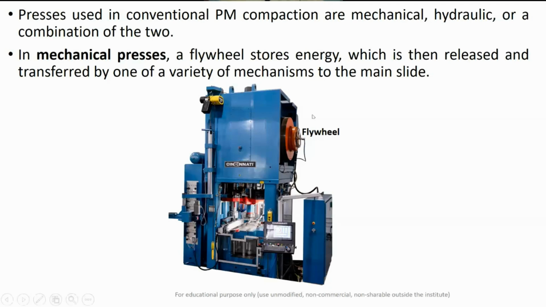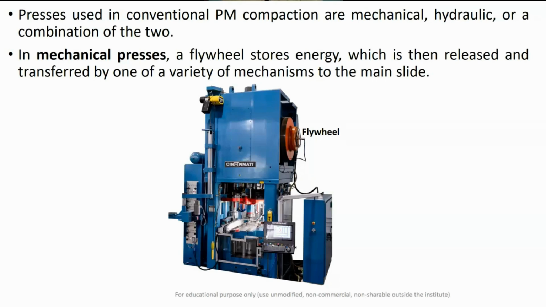So this figure shows you a big mechanical press of very high tonnage capacity, and at the right side you will find that there is a big flywheel. In this press, the flywheel stores the energy, and then suddenly it releases the energy, and it transfers the energy, or the compaction pressure, by using a variety of mechanisms to the main slide.